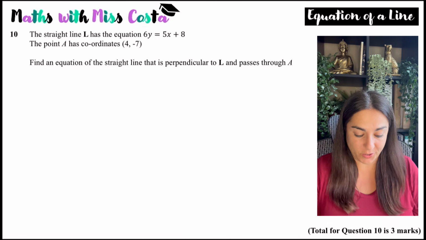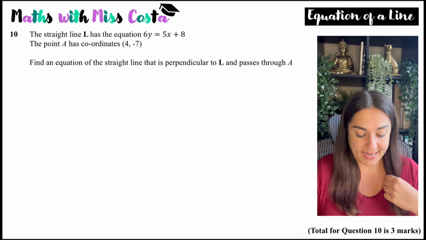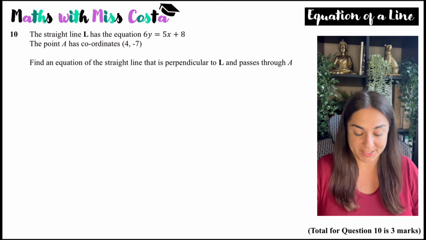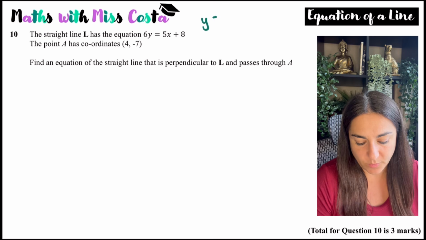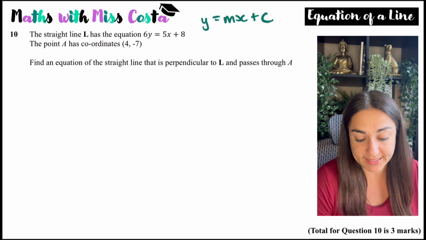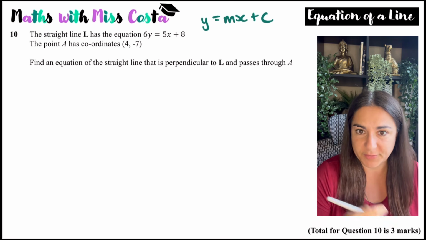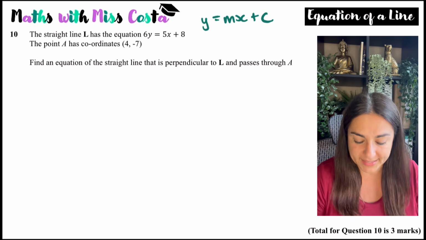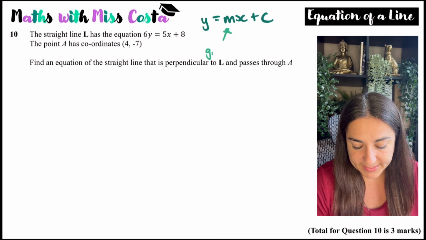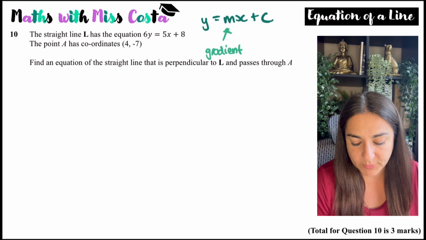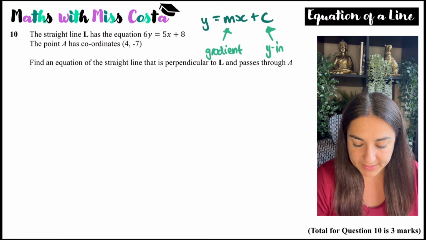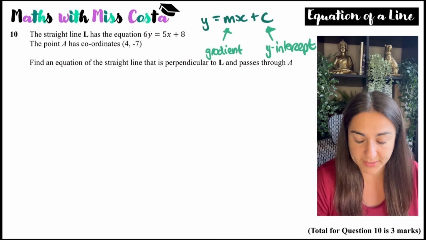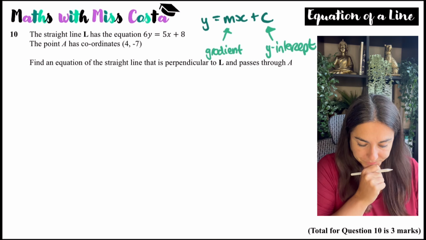Okay, so here we've got an equation of a line and some perpendicular line knowledge that we're going to need. Remember, the equation of any line is y equals mx plus c. That's the form that you want to get it in. So if it's 6y, then you're going to want to divide by 6. And m represents the gradient of the line. So m is always the coefficient of x, the number attached to the x. And c represents the y-intercept, which is where it crosses the y-axis.